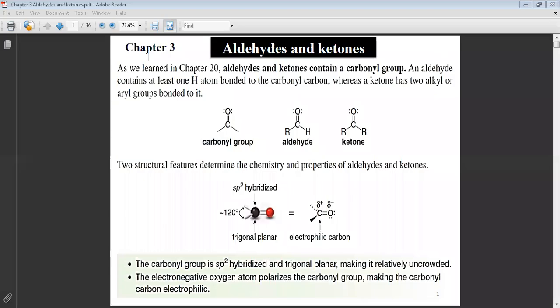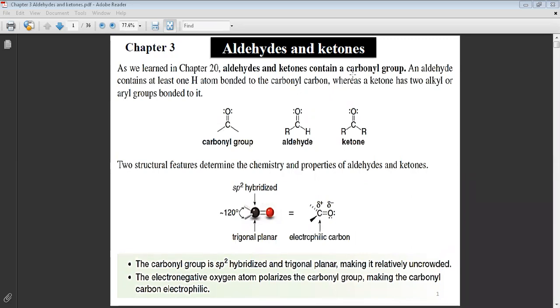Okay, chapter 3, aldehydes and ketones. He said aldehydes and ketones contain the carbonyl group. This is the carbonyl group: carbon double bond oxygen. This group is called the carbonyl group.